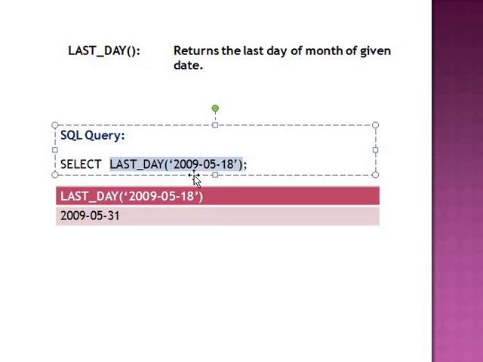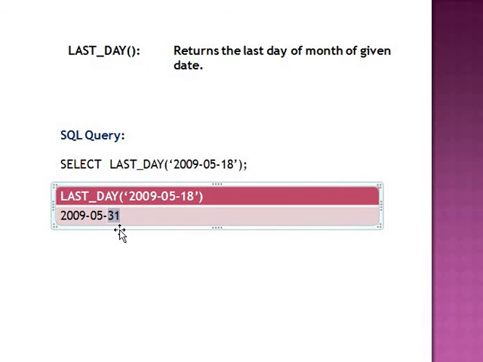Now if you look at the case here, the given date is the year 2009, the month 5, which is May, and the day 18. Now if you look at the calendar for the year 2009 and the month 5, which is May, the last day will be 31, and this shows 2009-5-31 as the last date of the month.